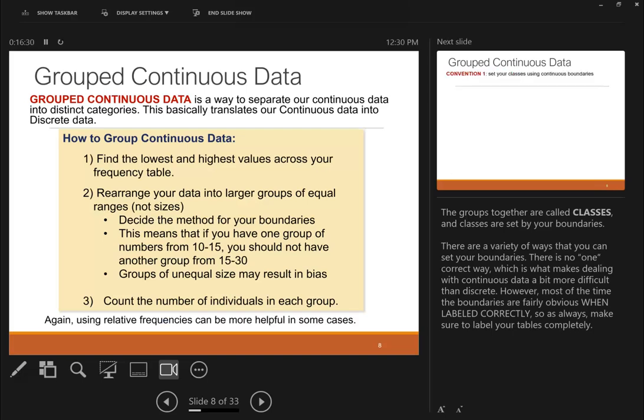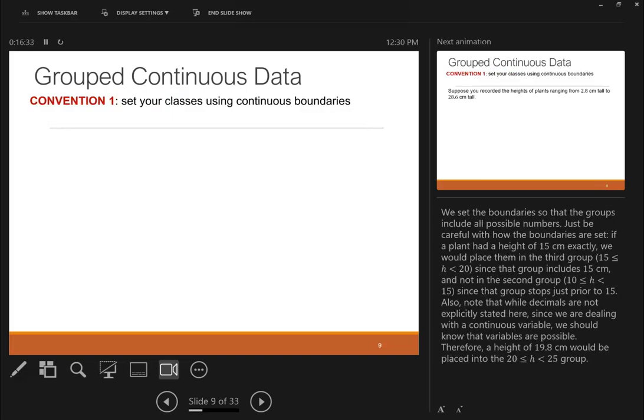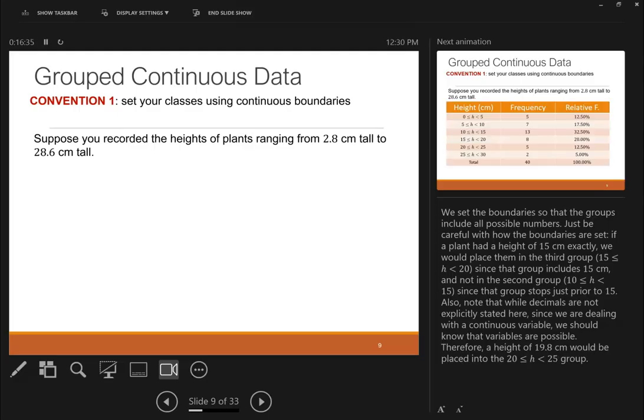And then we count them up. And sometimes the relative frequency is helpful. So let's look at a new situation. Suppose you recorded the heights of plants, and they range from 2.8 centimeters to 28.6 centimeters.